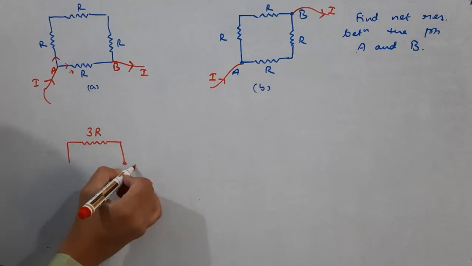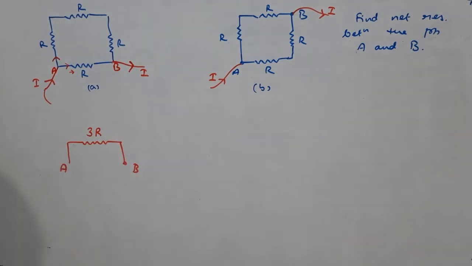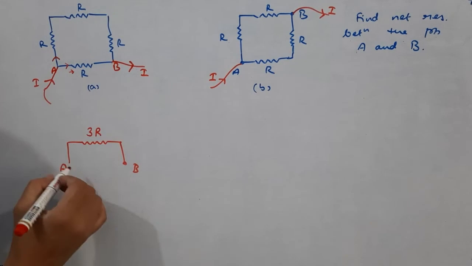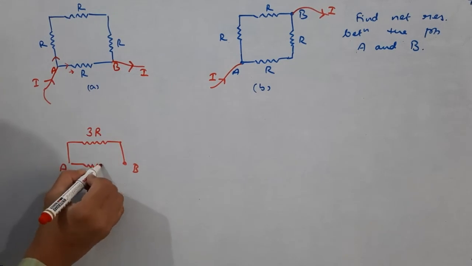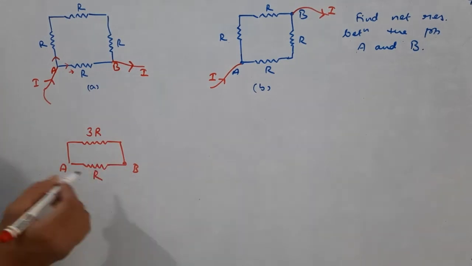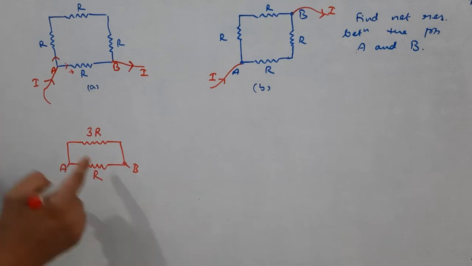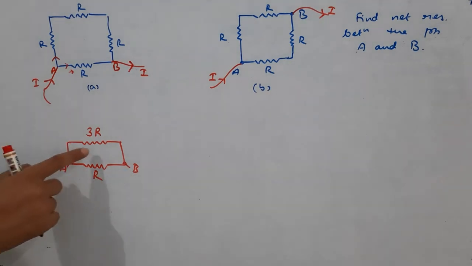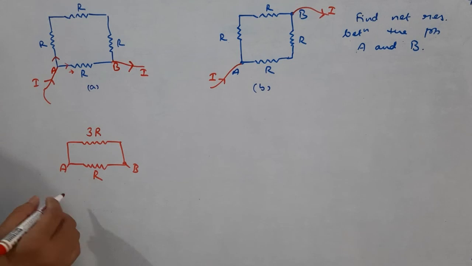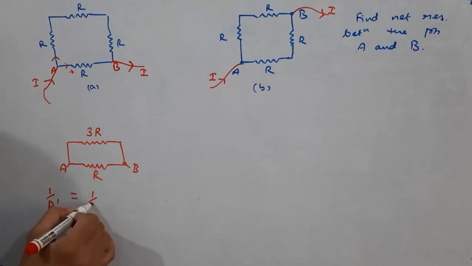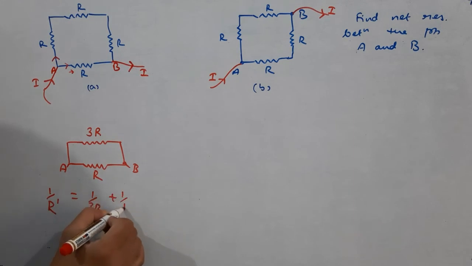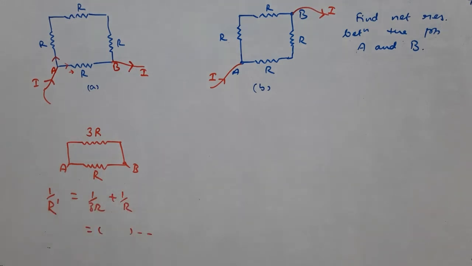Between points A and B. And the second option was this R. So the given figure can be redrawn like this. Now you can think easily, between points A and B we have 2 resistors, they are in parallel. So the net resistance will be, suppose, R dash. So 1 by R dash is equal to 1 by 3R plus 1 by R. You can simplify it yourself, students, and you can find the answer.